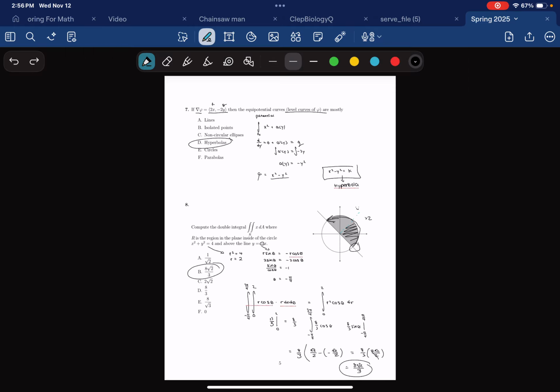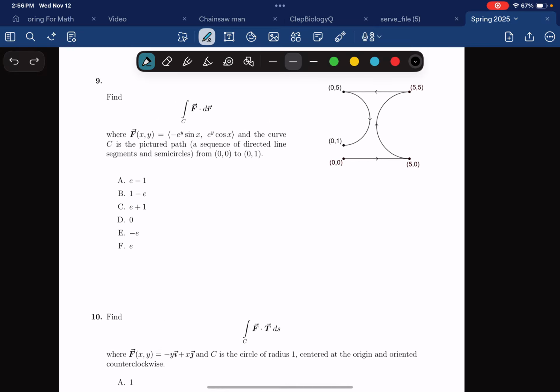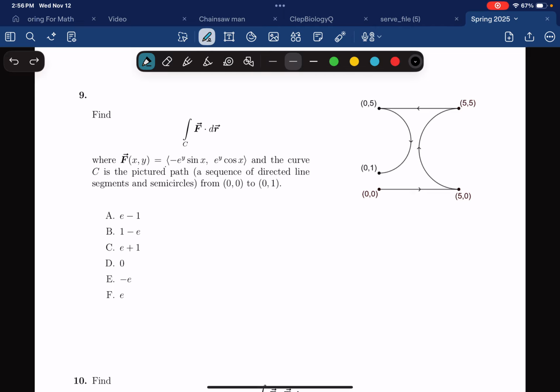Okay. Moving on to question number 9. Question number 9 is another question where you have to use the fundamental theorem of line integral. So that's just the potential function at b minus the potential function at a. Okay, so let's find the potential function, shall we?